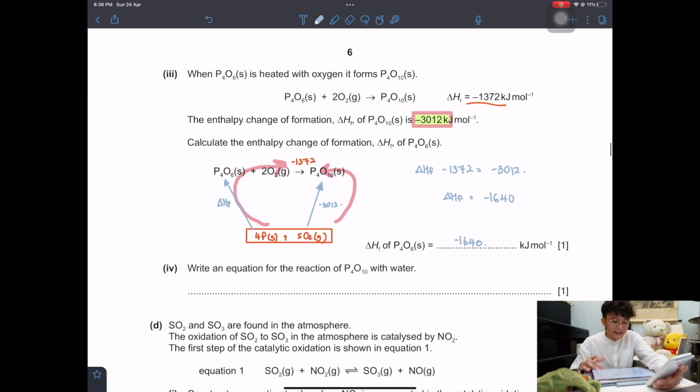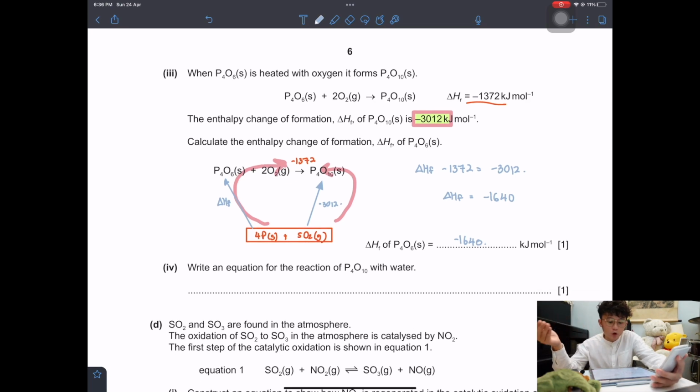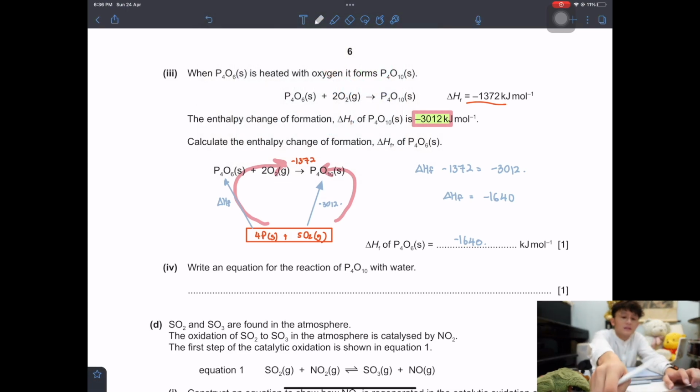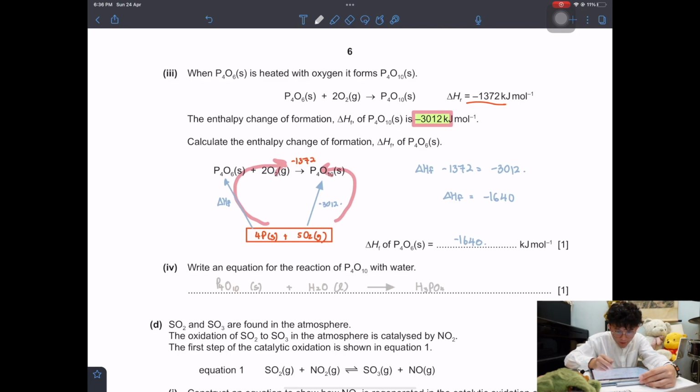So far so good. Next, write an equation between P4O10 and water. It's very simple, right? It forms phosphoric acid. So what's your answer? P4O10 in solid form plus H2O in liquid form, and you form phosphoric acid, H3PO4, in aqueous form. Balance the equation: 4, 3, 12, 6. Done. No problem.